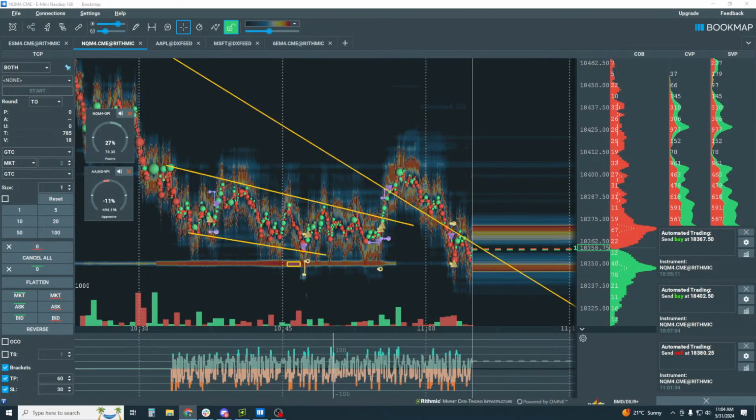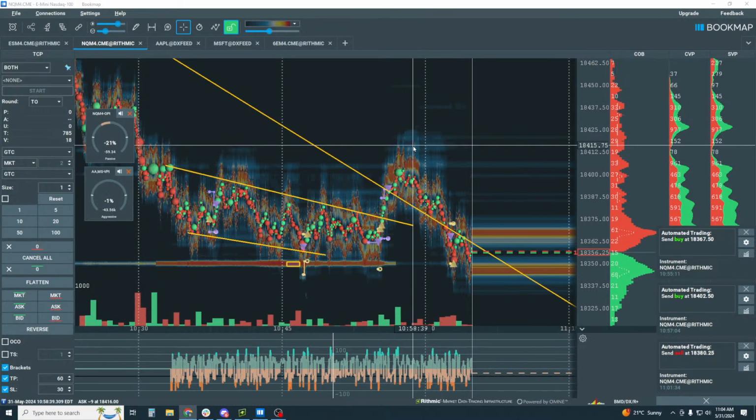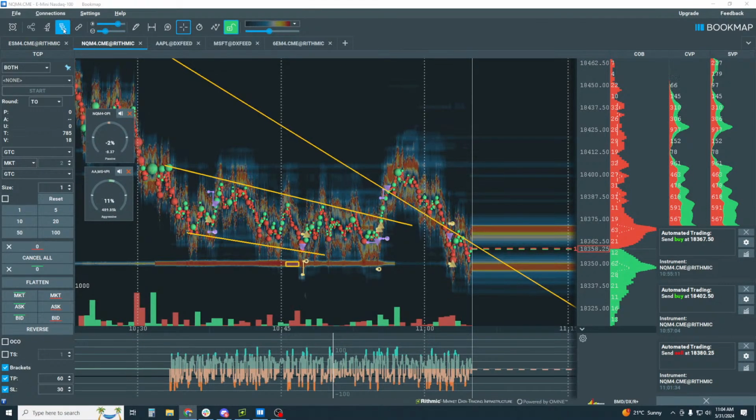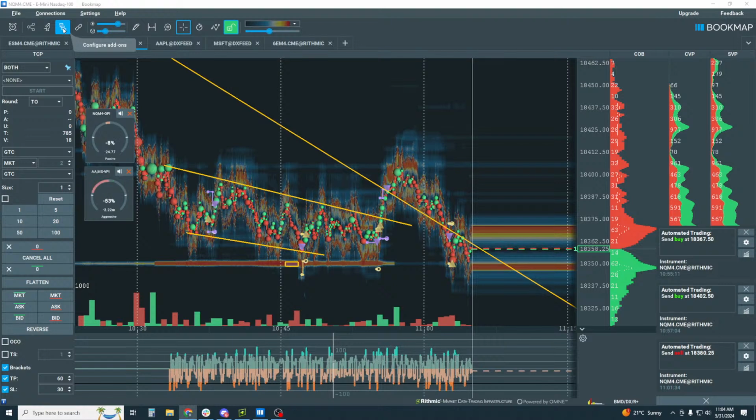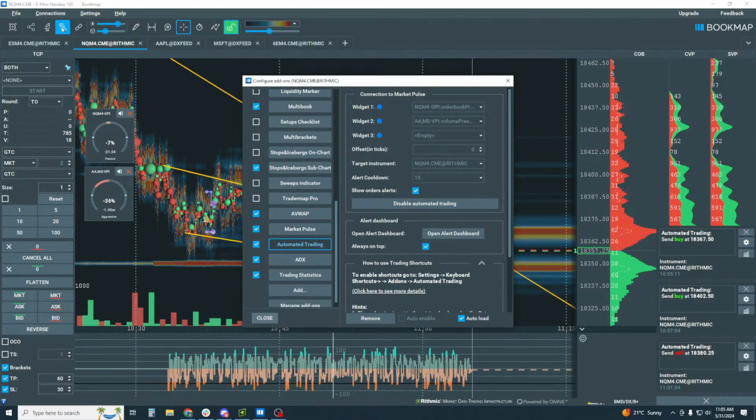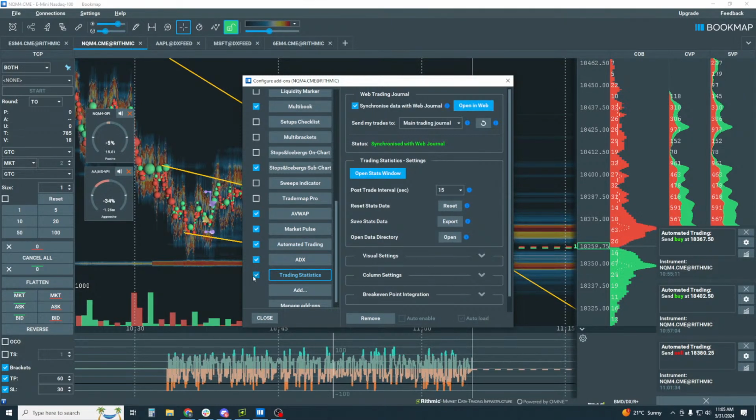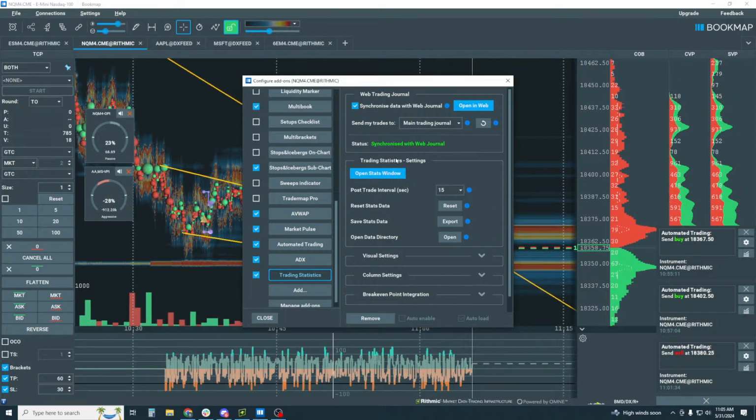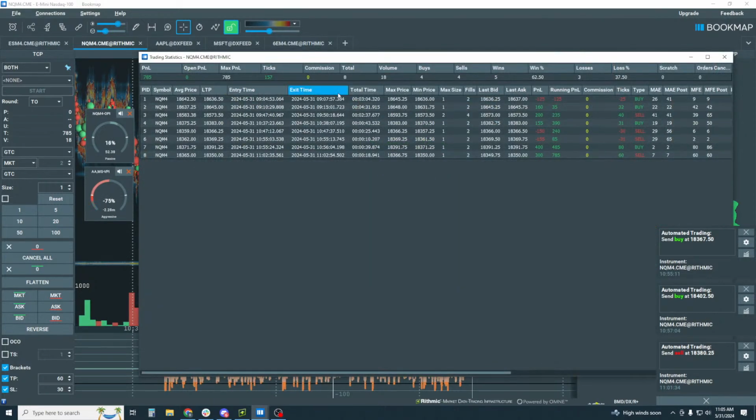This is how you use it. You have access to it, and you trade from the Bookmap chart, and then we can look exactly at the details of your trade or trading overall. So how you do it is first click on your configure add-ons here, and then we're going to go to trading statistics. You will need to check the box here for each instrument. Okay, so I have it checked here for the NASDAQ, and you can open up your trading stats window here as well, and here are my trades.